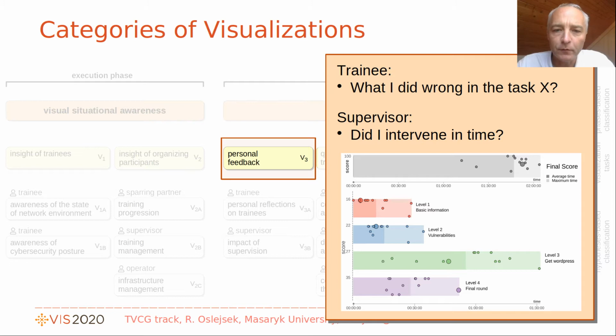From the learning point of view, very important is person-centered feedback provided to trainees just after the training and enabling them to become aware of their mistakes or suboptimal steps performed in solving tasks. Similarly, supervisors typically learn how they perform during the training, whether they intervened in time and so on. Therefore, retrospective person-centered views of the training development and results are necessary.